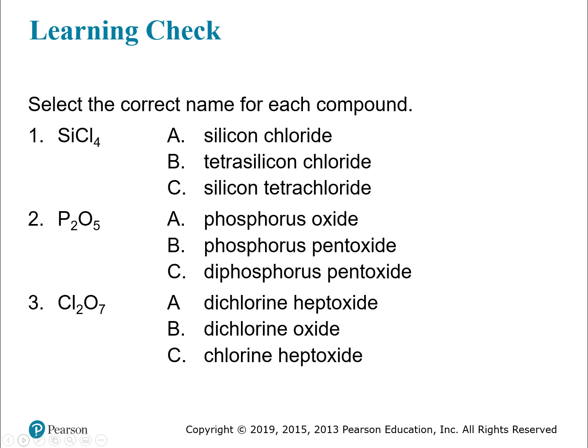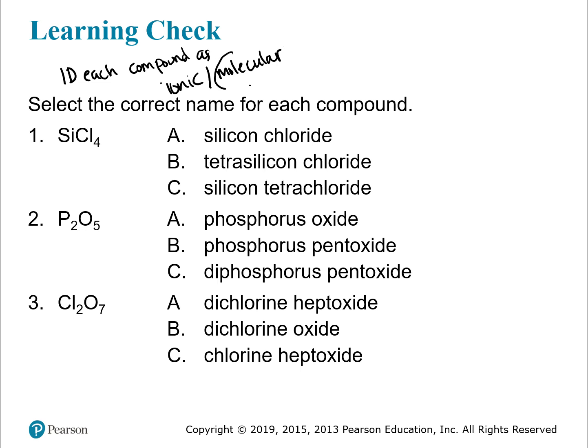So here's a learning check. I think you should try to pause and do it. You can take the time to identify each compound as ionic or molecular. Just judging by all the names, you can see what type of compounds these are. But pause it and try it. And then you can also choose which one is the right name. So I'll do these answers for you now.